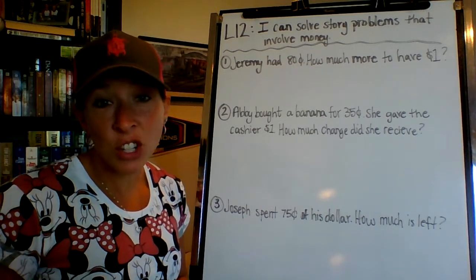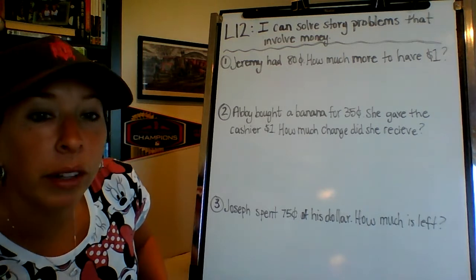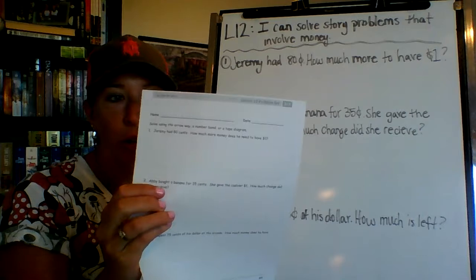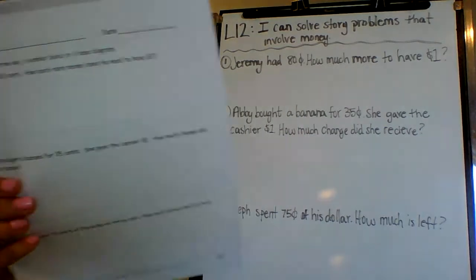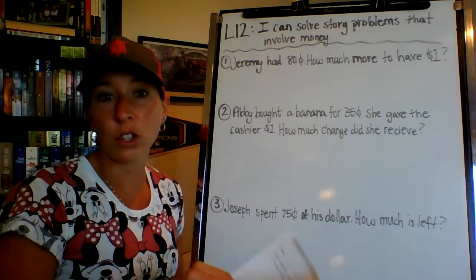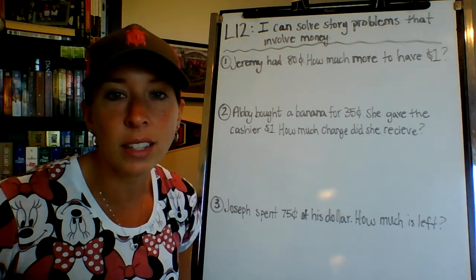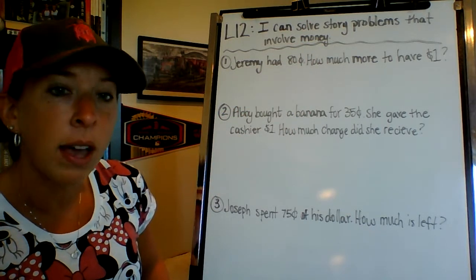This is lesson 12. So what you're going to need to follow along with me is your lesson 12 problem set that's in your Learn book. It's on page 207. Looks like this. It's a bunch of story problems. So our learning target for this lesson today, I can solve story problems that involve money.